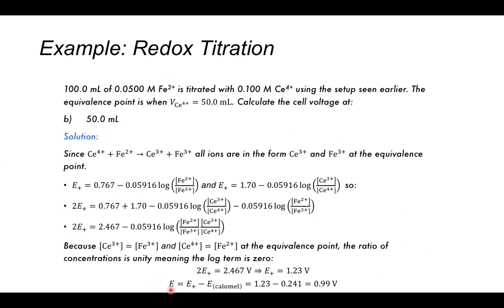So the overall potential at that amount of cerium 4+ added is equal to the potential at the reduction electrode minus the potential of the standard calomel electrode, which is 1.23 minus 0.241, equal to 0.99 volts.